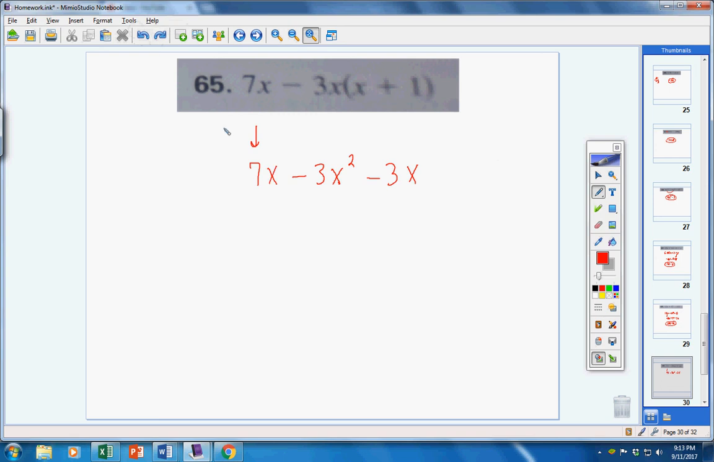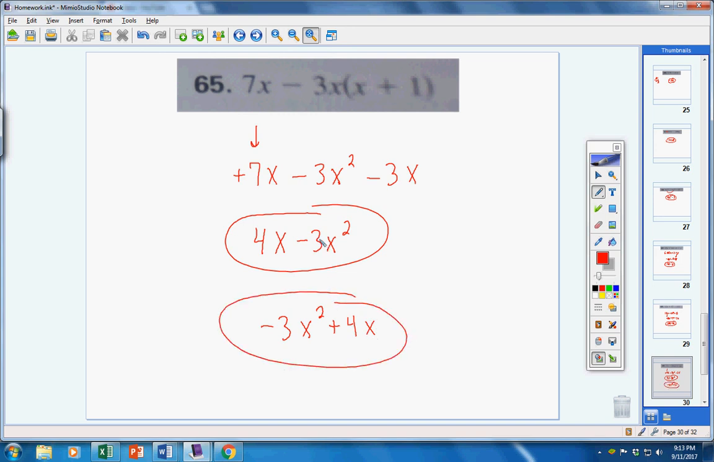But we have an x term here and an x term here. So bring down your x, positive 7, negative 3, that's a positive 4. Bring down your negative 3x squared. And there's your answer. And by the way, in all of these answers we've been writing, you are more than welcome to switch your terms around.